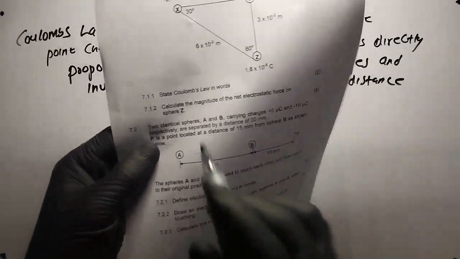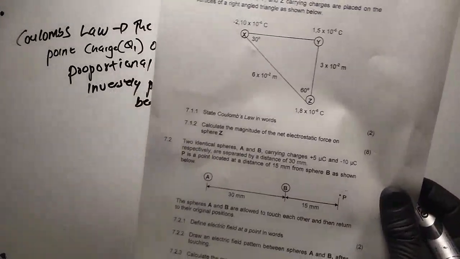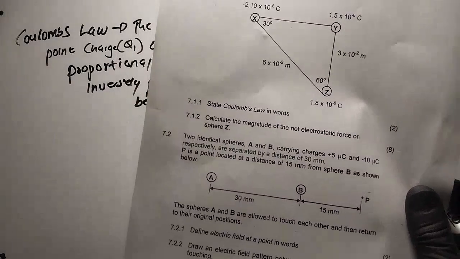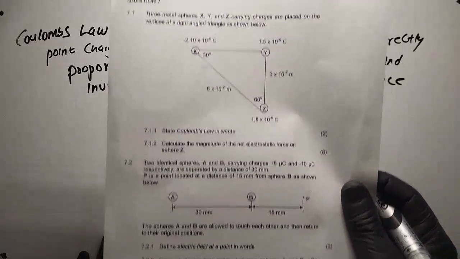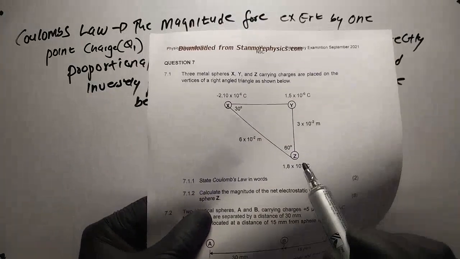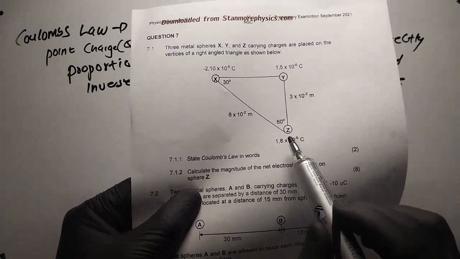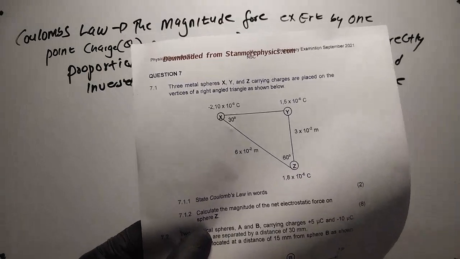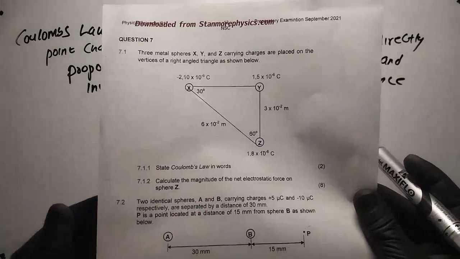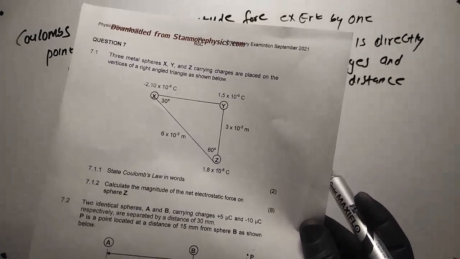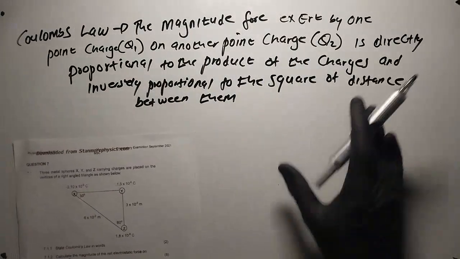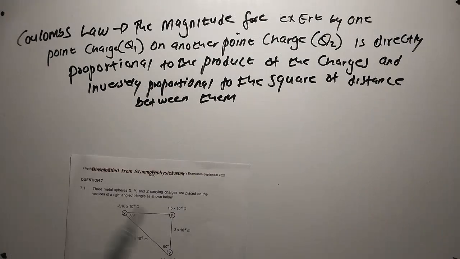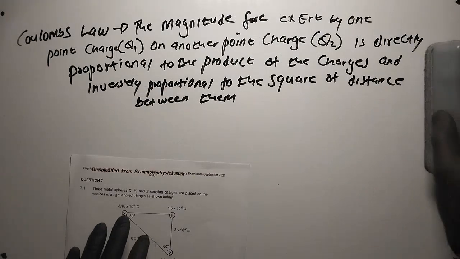It comes like this. It says calculate the magnitude of the net force, or net electrostatic force, on sphere B. I hope you can see sphere B over here. This is your sphere B. So what you need to do is to draw something called a vector diagram. How are you going to do that? It's so easy. I would like to erase this part so that I will have more space to do everything.